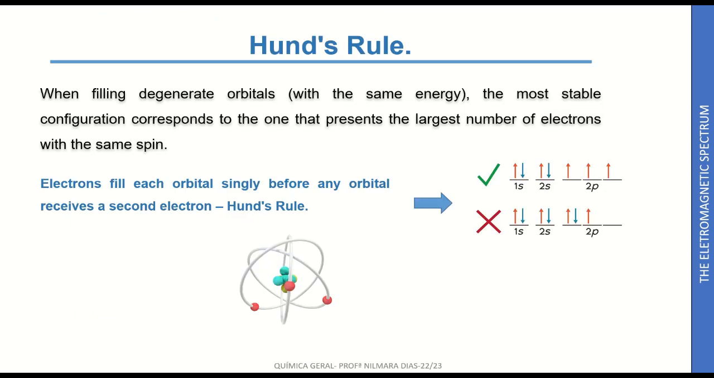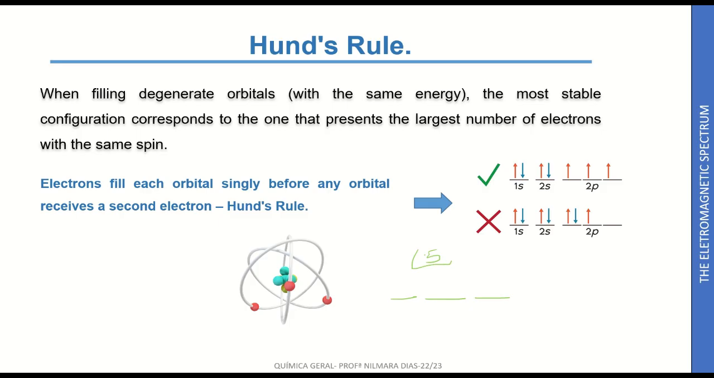Okay. So when filling degenerate orbitals, the most stable configuration corresponds to the one that presents the largest number of electrons with the same spin. So electrons fill each orbital singly before any orbital receives a second electron. That is Hund's rule.